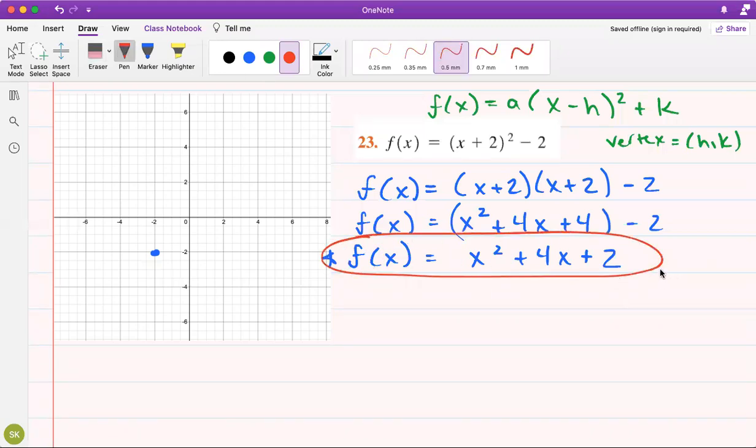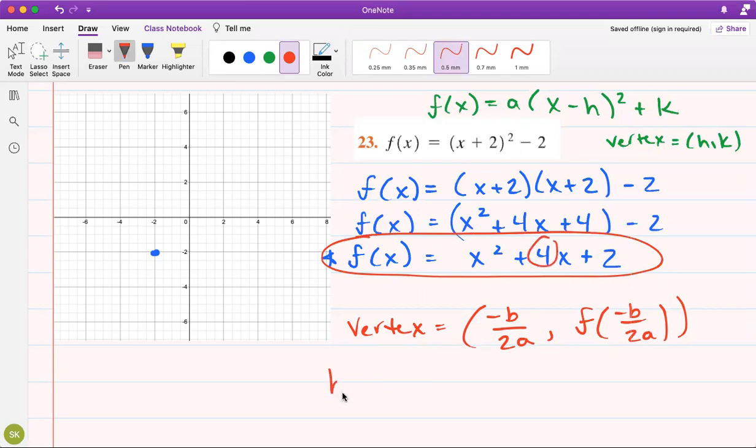So let's say I gave you this equation instead of this one. So the vertex should be the same, right? The vertex, remember, is negative b over 2a, comma, f of negative b over 2a. Well, b is 4, so h is going to be negative 4 over 2 times the coefficient in front of the x squared, which is 1. And you can see that is negative 2. So this piece is negative 2, just like we knew before.